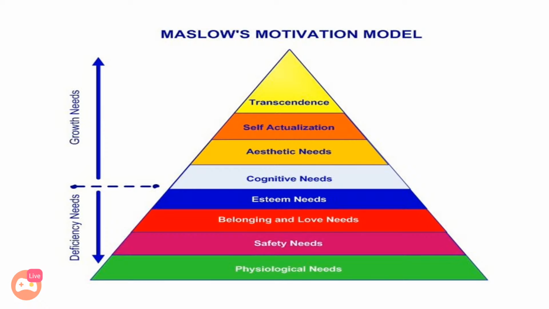So we have seen all the needs that we have discussed are there in the triangle, right? It starts with physiological needs, safety needs, belongingness, esteem needs, cognitive needs, aesthetic needs, self-actualization, and transcendence. So this is the hierarchy, Maslow's hierarchy. It starts with physiological needs, which are the most important and the most desired one. Then there are safety needs, then belongingness, esteem, cognitive, aesthetic, self-actualization, transcendence.